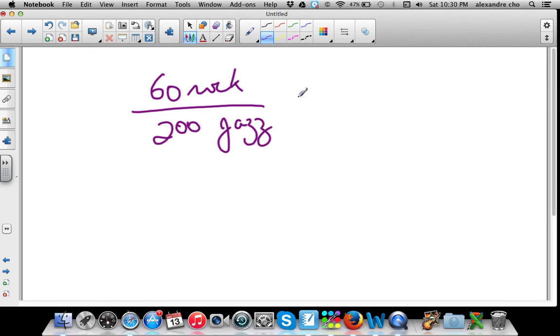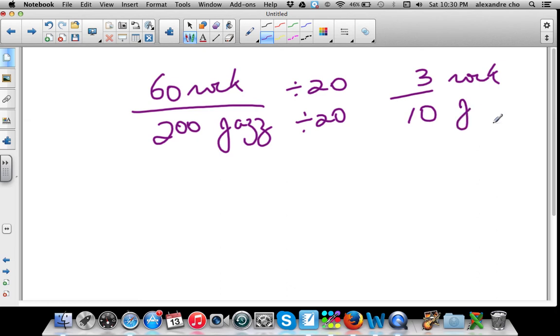In simplest form, let's say you can divide top by 20, bottom by 20, and you get 60 divided by 20 is 3, and 200 divided by 20 is 10. Okay, so 60 rock songs over 200 jazz songs simplifies to 3 rock, 10 jazz. They mean exactly the same thing. Okay, if you didn't divide by 20, you could have divided by, I don't know, 2 first and then by 10 later, or however. You don't have to take one step to go from here to here. If you took 2 steps or 3 steps, it's completely fine.